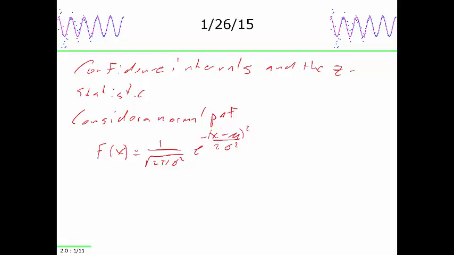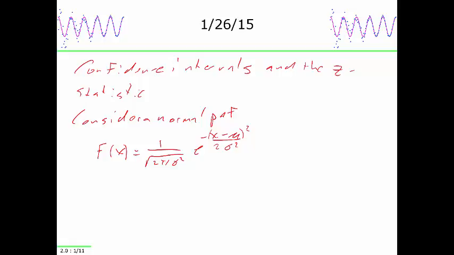Okay, so this is a standard Gaussian distribution, right? If we want to talk about a confidence interval, we'll do confidence intervals first and then go back. I think I said I was going to do it the other way around, but I lied. We're talking about confidence intervals first and then go back and introduce the z-statistic.